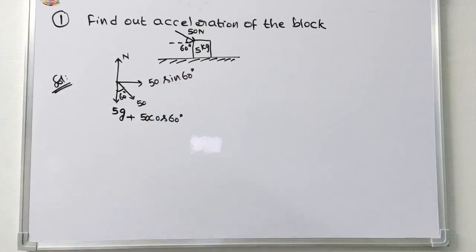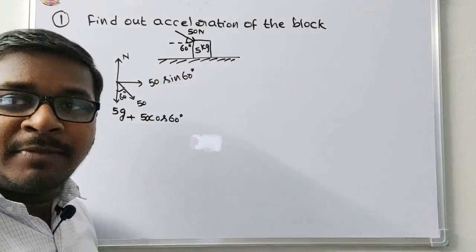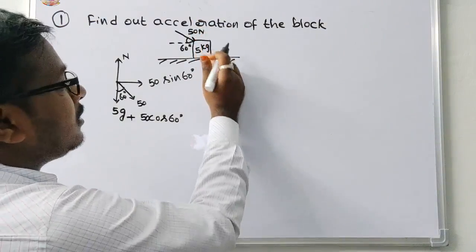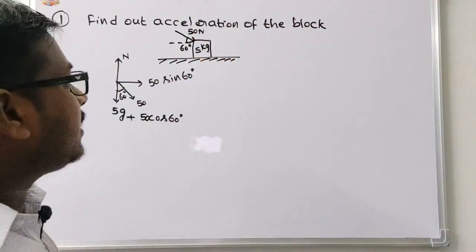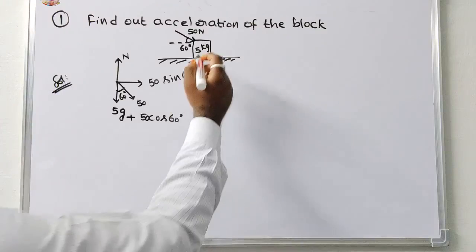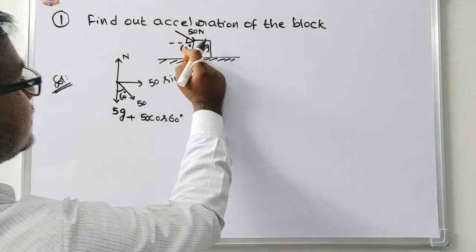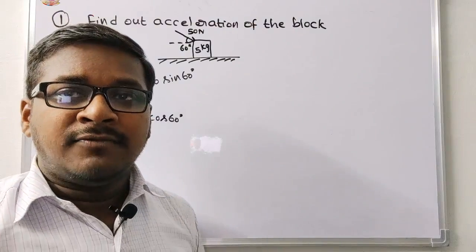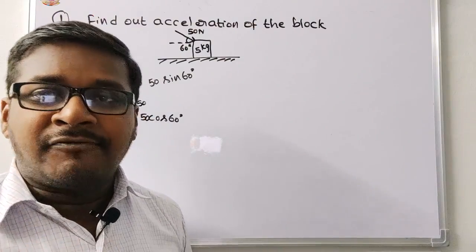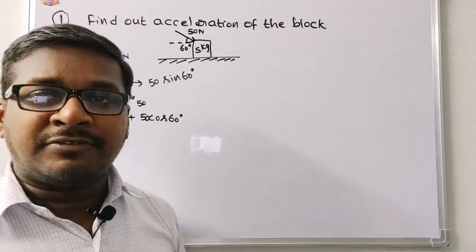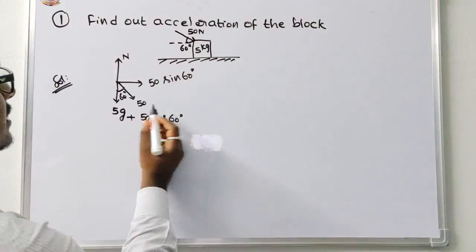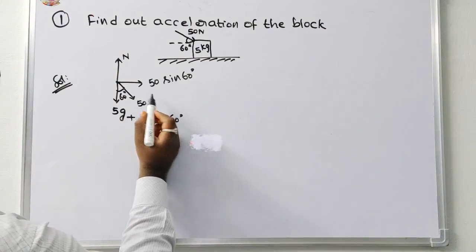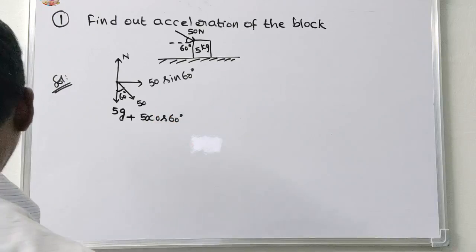By using the free body diagram, the normal force acts in the upward direction and the weight, 5g, acts in the downward direction. The force making an angle theta is resolved into two components. The first is the horizontal component, F cos theta. The second is the vertical component, F sin theta. Here the force is 50, so the horizontal component is 50 cos 60 degrees and the vertical component is 50 sin 60 degrees.